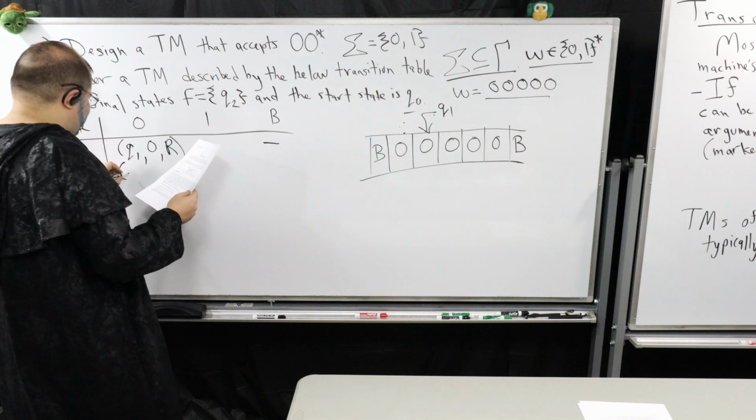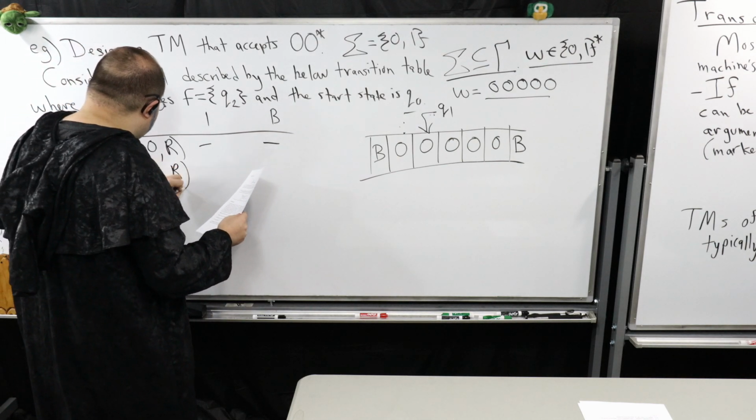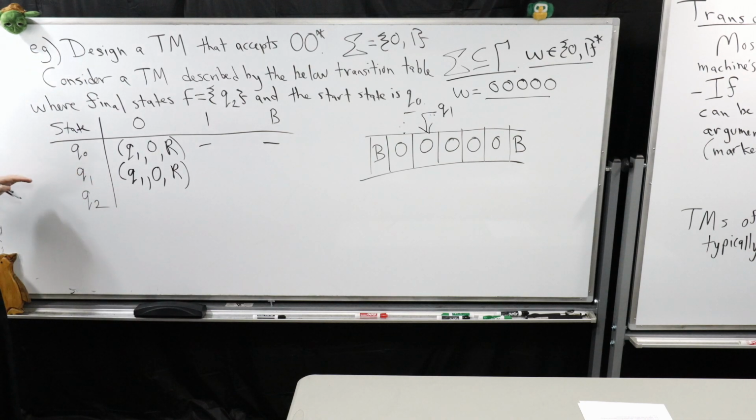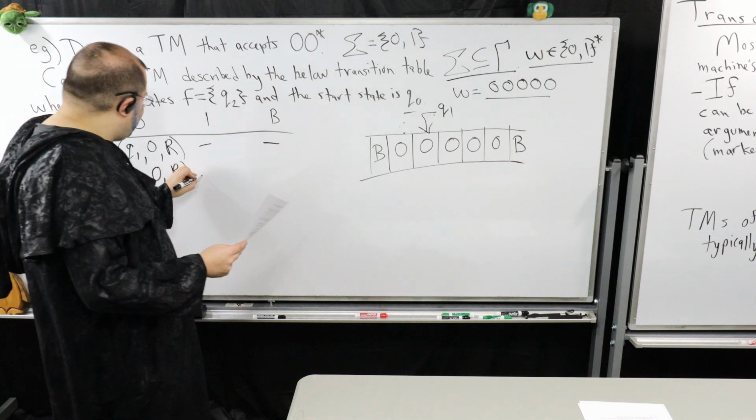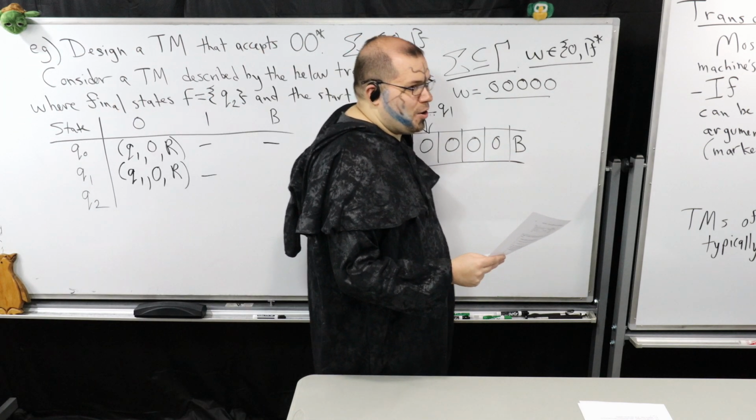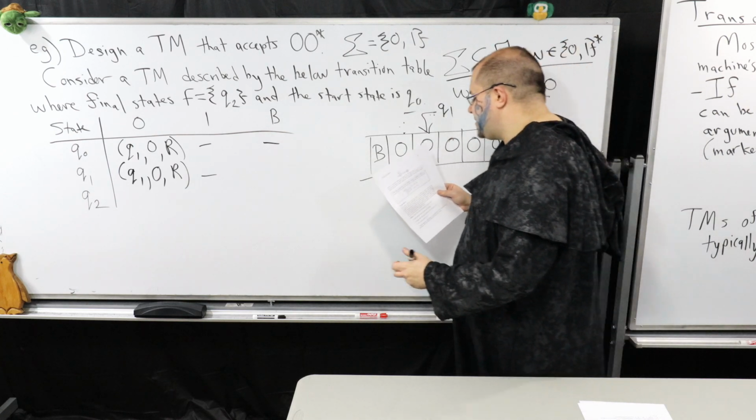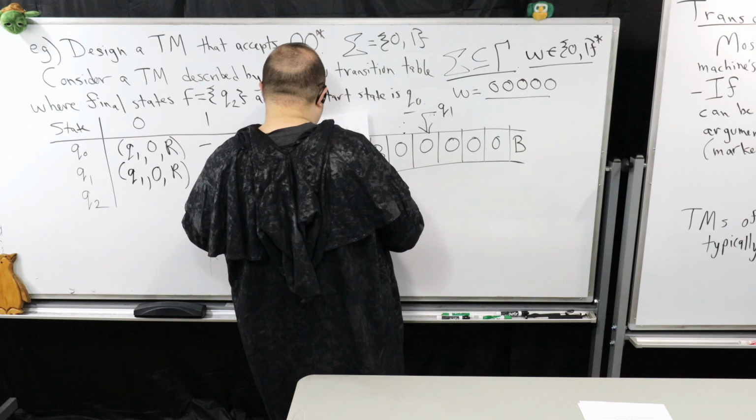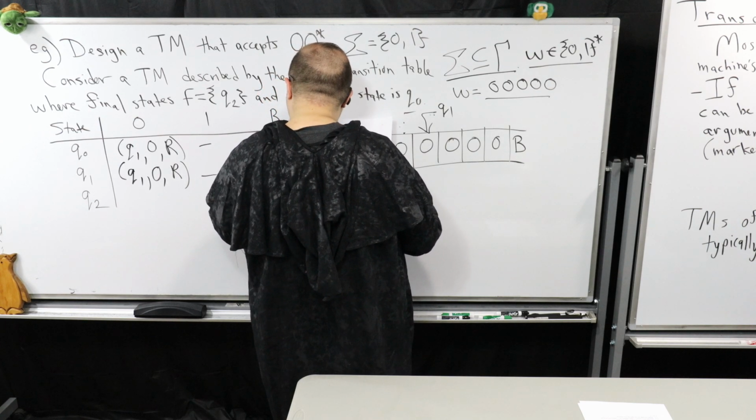Sorry, I'm getting a little excited here. So I'm just going to introduce the same move again. I'm going to stay in Q1 and allow it to keep going to the right. If I encounter a 1, I better make sure it halts and rejects. And when I hit that blank symbol, this is the one we're interested in, I better go to Q2. So Q2 is going to be my final state.